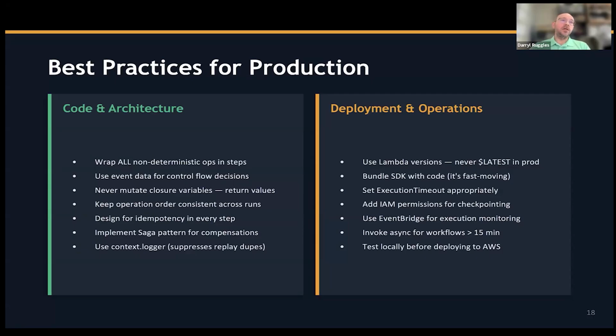On the operations side, I think some of the key things, as I already mentioned, like use Lambda versions and pinning versions, bundle the SDK to ensure that you're going to have the same calls that you expect, set your execution timeouts appropriately, use EventBridge for monitoring. I love EventBridge, so use it whenever possible.